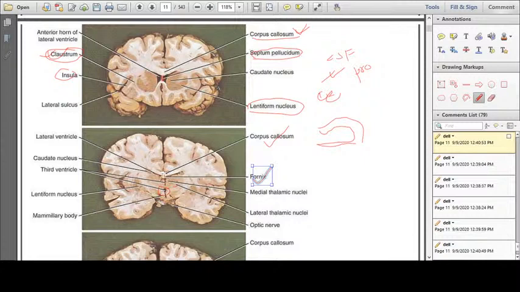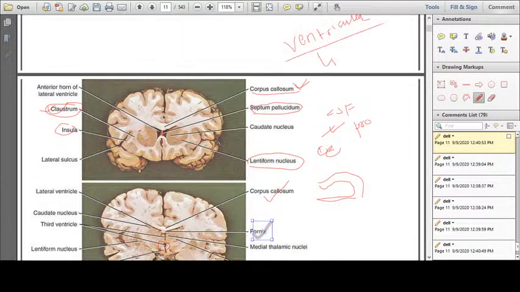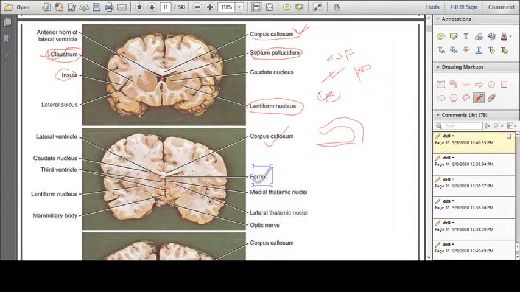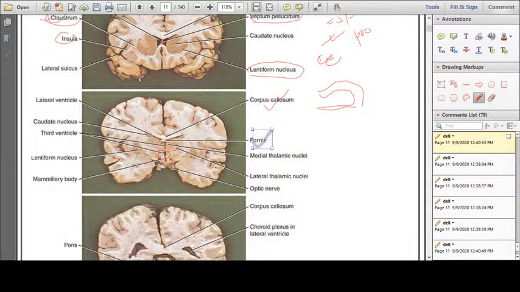Above it as well there is the corpus callosum. We don't know about the fornix, but it was not here, and it is here now. And the caudate nucleus, third ventricle, and lentiform nucleus are present here as well. There was no lentiform nucleus out here, but there is a lentiform nucleus right here. And this is the mammillary body, present below these ventricles.